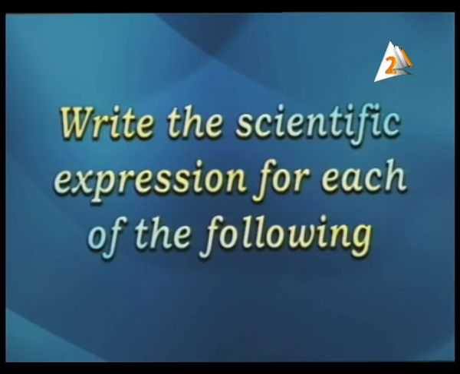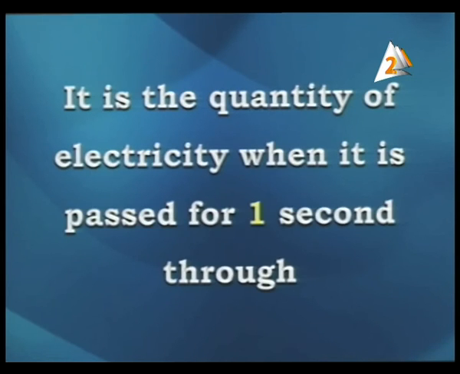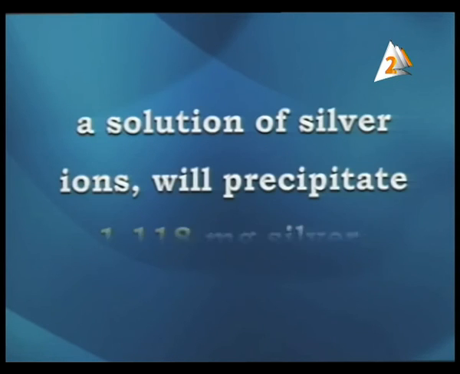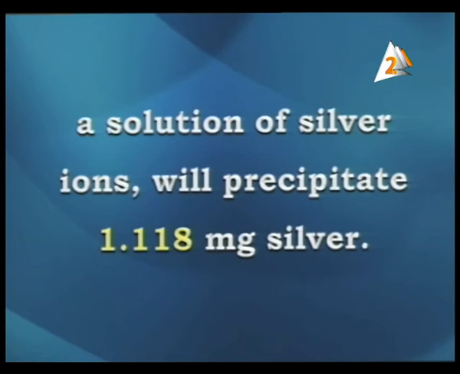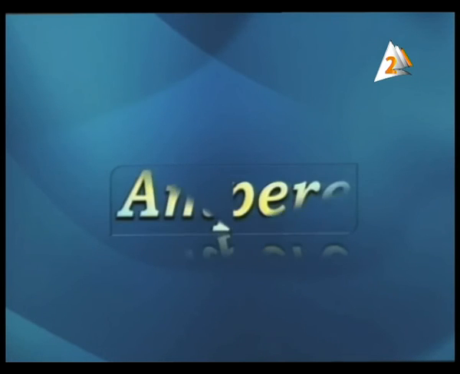Next type of question, write the scientific expression for each of the following. It is the quantity of electricity when it is passed for 1 second through a solution of silver ions will precipitate 1.118 milligram of silver. The answer: it will be ampere.